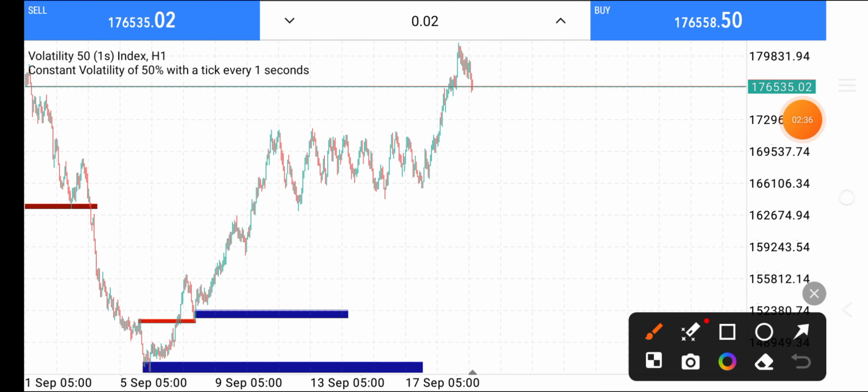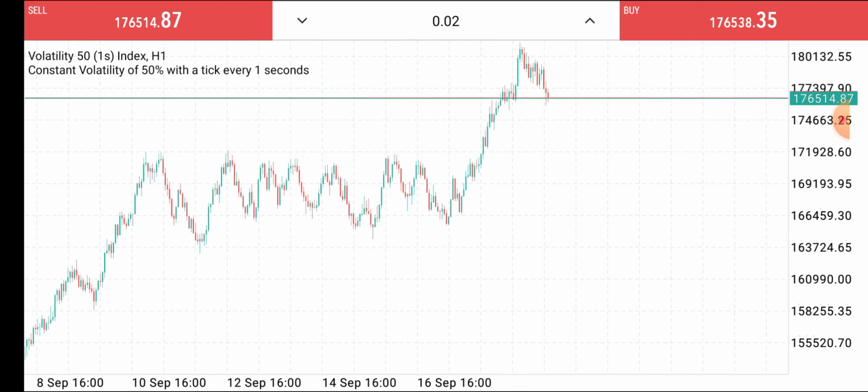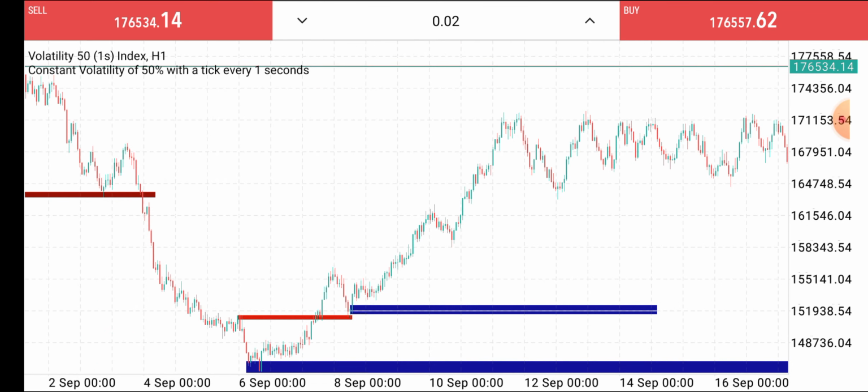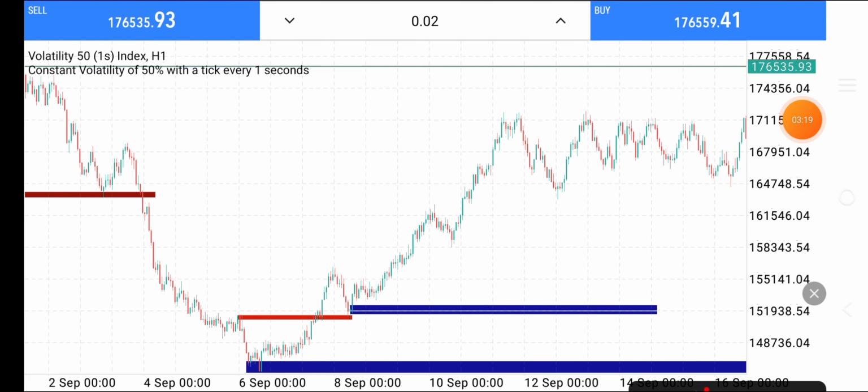So this is another example. You see this first blue block? Let's say that was an order block for this particular pair, Volatility 51st series. So in this order block, I waited for a change of character, which is this red line. Let me zoom in so that you can see it. You can see there was a change of character here. Let me show you.